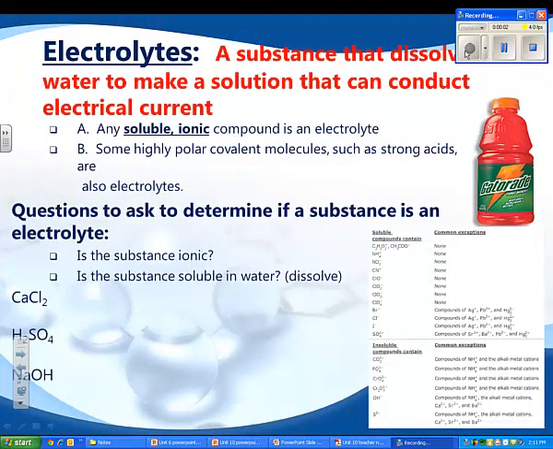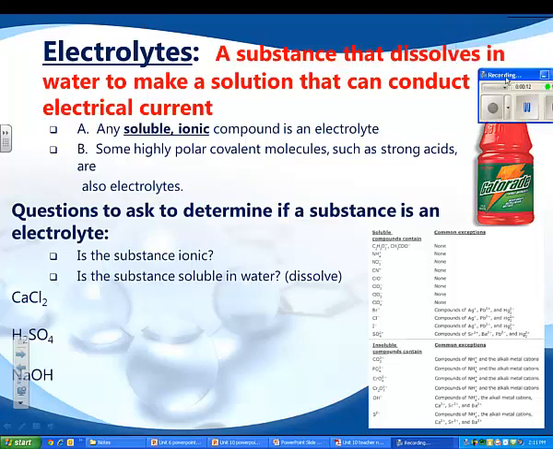Alright, electrolytes. You've seen these before. They're in your Gatorade, your Powerade, and you love them. So electrolytes, what are they? A substance that dissolves in water to make a solution that can conduct an electrical current. Electrical current, electrolyte. Hopefully you can make that connection there together.